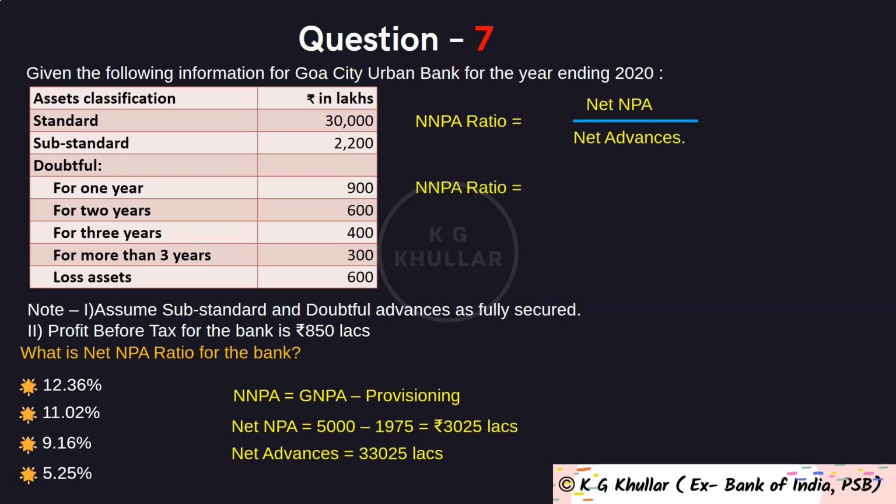Now, friends, we are done with the numerator. Now, the denominator is net advances, which we have found in one of the previous questions as 33,025 lakhs. So, let's put both these values in the formula. We get net NPA ratio equals net NPAs, that is 3025, divided by net advances, that is 33,025 lakhs, which equals 9.16%. So the correct option for the given question is option C.